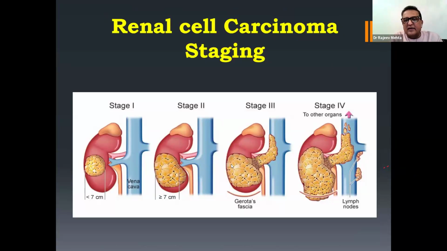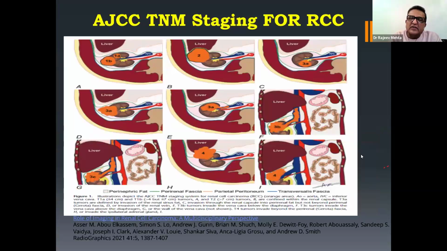When the tumor extends into the renal vein and IVC partly, that is stage 3. And when it goes into the perirenal fat, Gerota's fascia, as well as the renal vein and the IVC, with the distant and the local lymph nodes, it becomes stage 4. Now, this schematic diagram is from the American Joint Committee on Cancer TNM staging, which is based on the imaging findings.